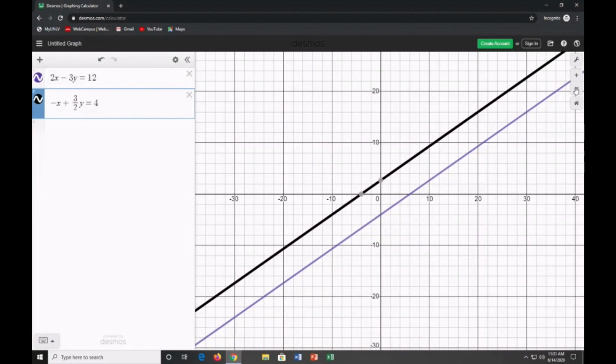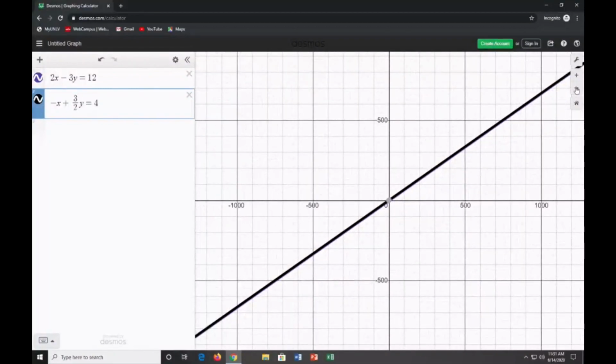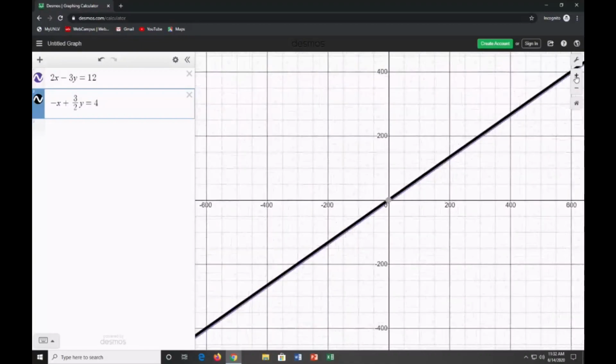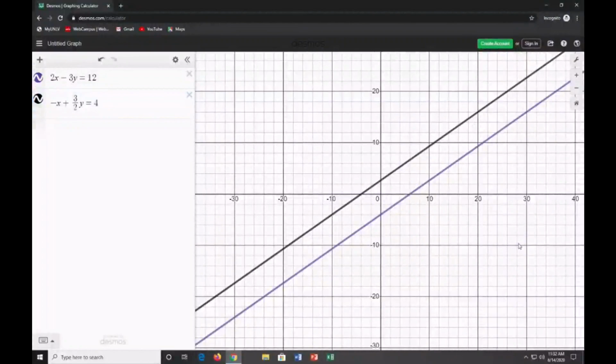Look at them. They are parallel. They never intersect. We can zoom out as much as we want. Now we're too far out, so they're beginning to look like one single line, which they're not. But it suffices for you to note that when two lines are parallel, they do not intersect. Therefore, there is no solution to the system. Okay. So let's go back to the doc camera.